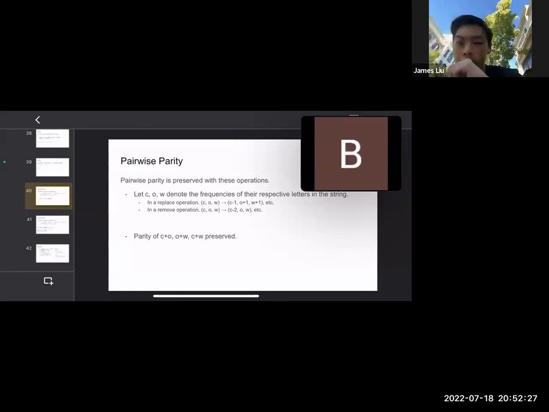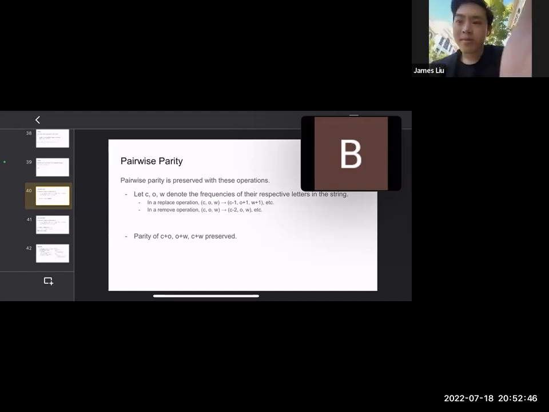Now in our remove operation, it also preserves parity with the single letter itself, because we just remove 2 from any given letter. If it's even, it stays even; if it's odd, it stays odd. That's the preservation of parity. So the remove operation preserves single letter parity, and the replace operation preserves pairwise parity. So in total, pairwise parity is preserved with every remove and replace operation.